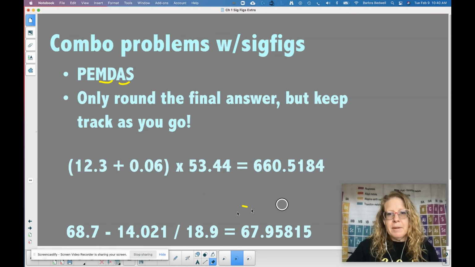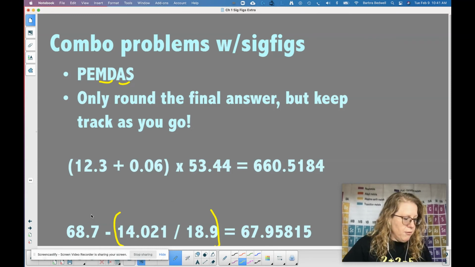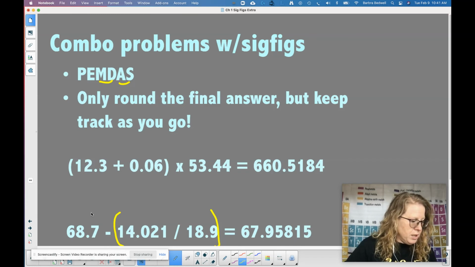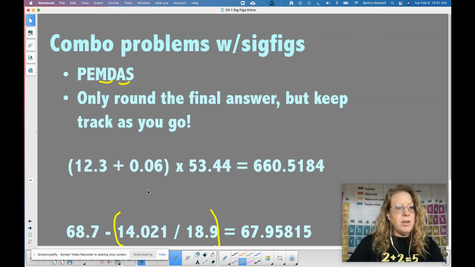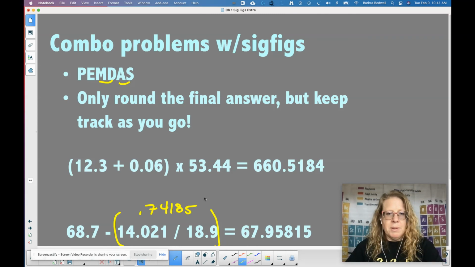PEMDAS again. Okay, so PEMDAS means we do multiplication and division first, and then we do the addition and subtraction. So that means this happens first. Again, parentheses, exponents, multiply, divide, then add, subtract. We actually have to do this part first before we do this part. 14.021 divided by 18.9 gives us a sub value of 0.74185 and some change, right? There's more decimal places to that.